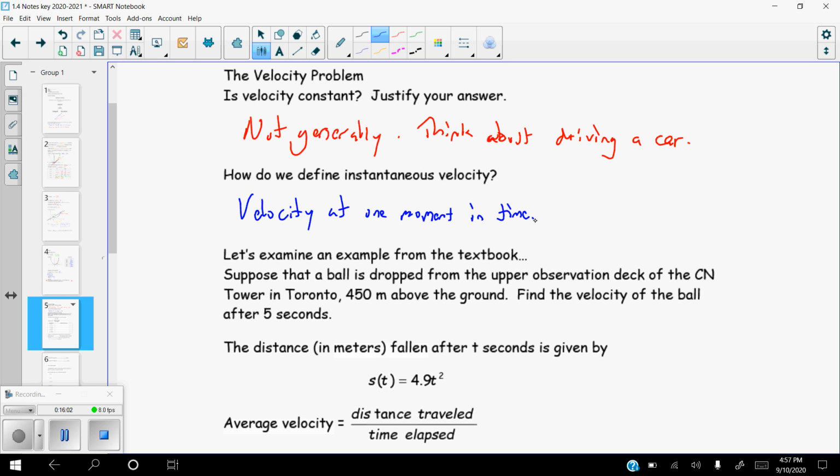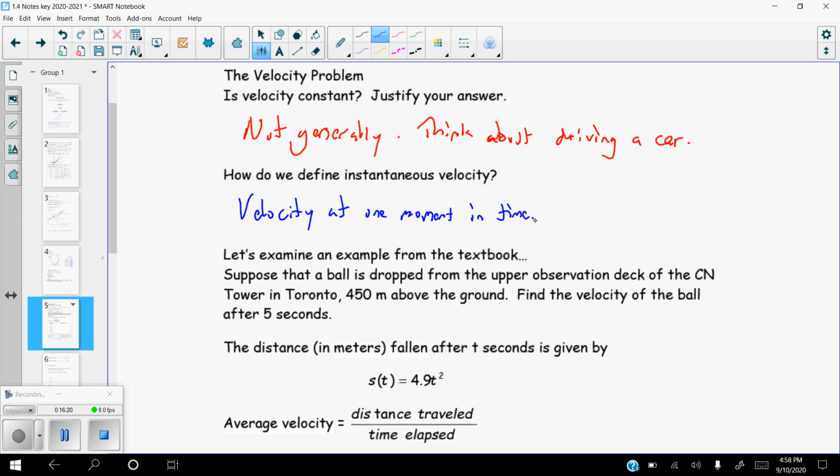So basically the idea is you're driving down the road, you look down at your speedometer at a very specific time, it says 58 miles per hour. At that one specific moment in time, that was your instantaneous velocity. The velocity at one instant, at one moment in time.